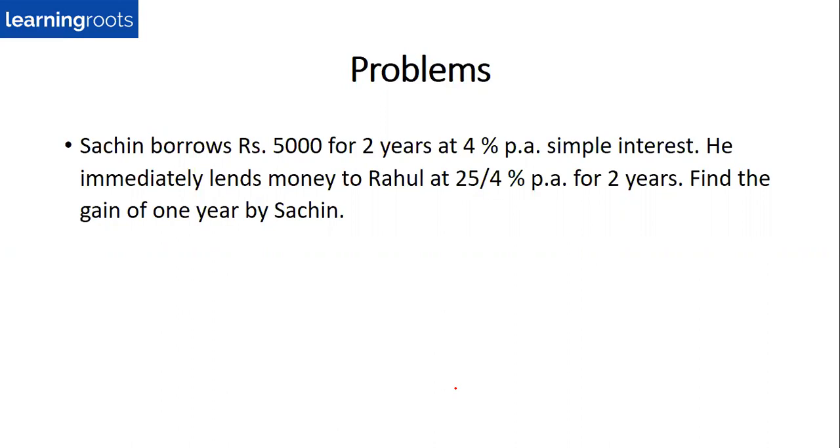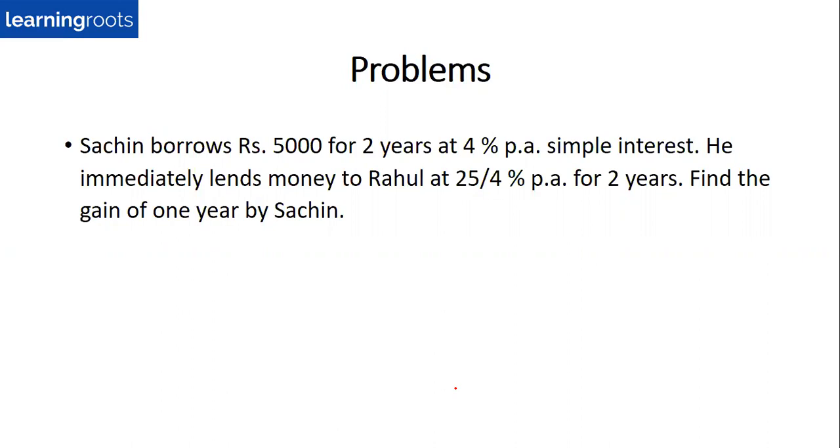So far, I've got four different answers to this question. So there's a trap in this question, first of all. The question says find the gain of 1 year by Sachin, and it doesn't ask you to find the gain of 2 years. The whole thing is happening for 2 years, but the question is find the gain of 1 year by Sachin. So that is something that you'll have to do.